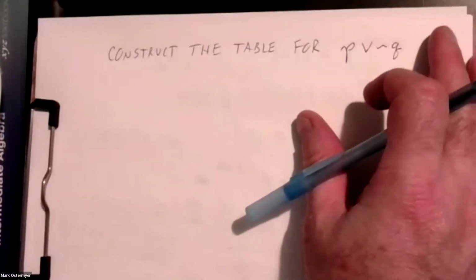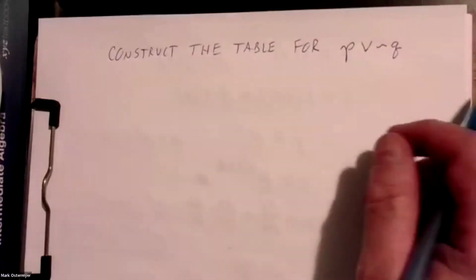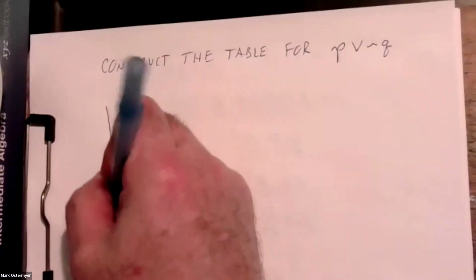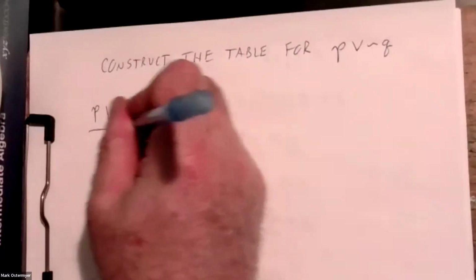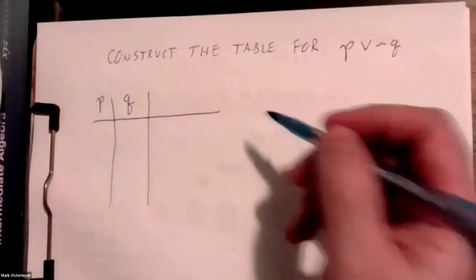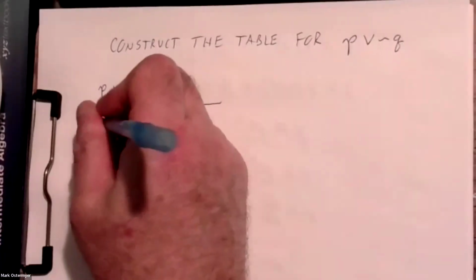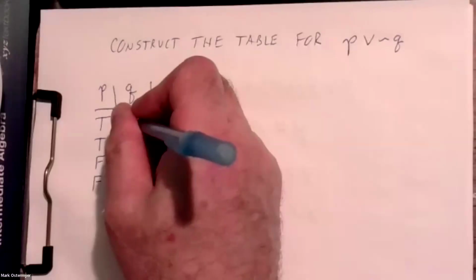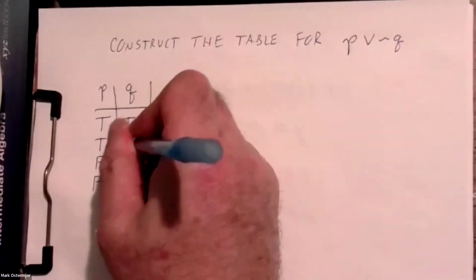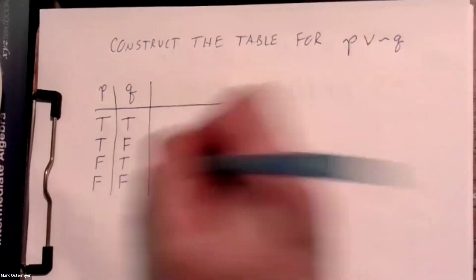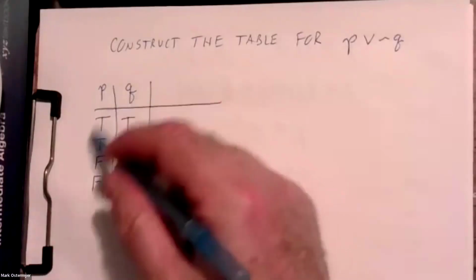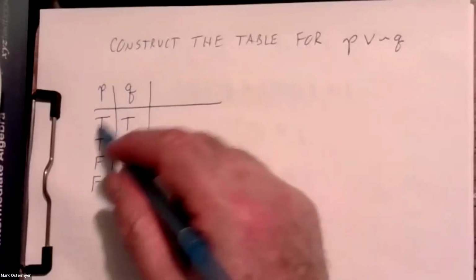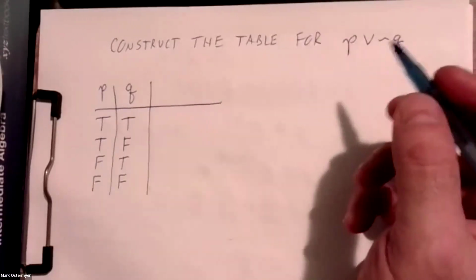So what's my first column? I've got two statements, P and Q. What's my first column always called? P. Second column is always Q. We start our truth table off like this. How does the P column always go? True, true, false, false. You agree? And how does the Q column always go? We always start with true and alternate, correct? True, false. True, false. There we go. That enables us to have all four combinations of truth values for P and Q.